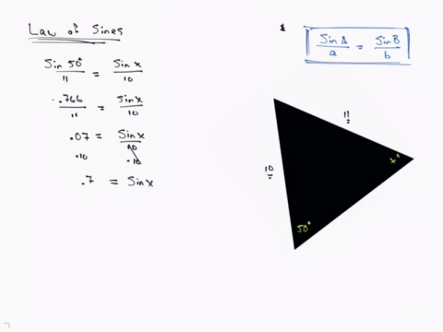The last thing that I'm going to do is I'm going to take the inverse sine of my 0.7, and that will actually just get rid of the sine here, so I can just have x by itself. If I take the inverse sine of my 0.7, my x value should equal 44.14 degrees. And that's all there is to it.